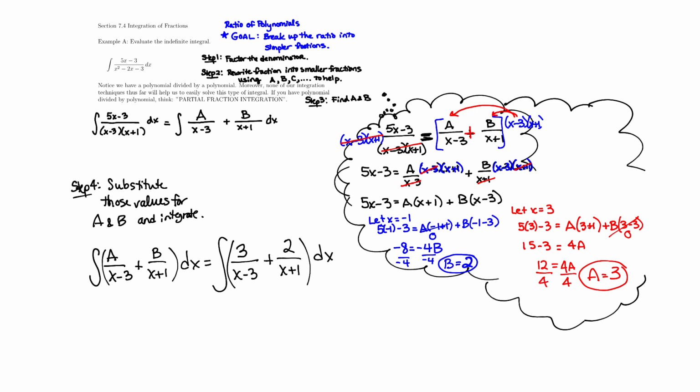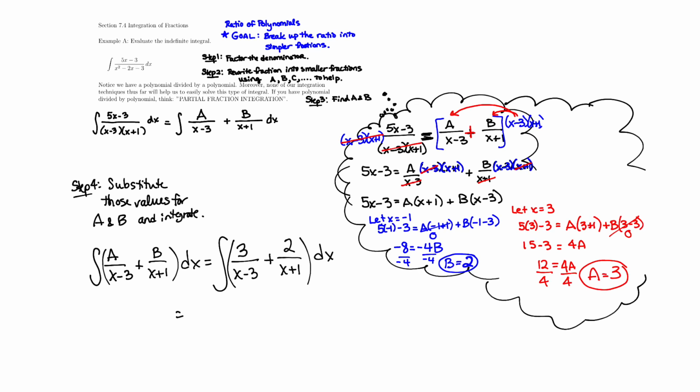So let me put this extra step in. A lot of students will skip this step, but let me put this extra step in. So I'm just going to separate, right? As long as they're added, I'm allowed to separate these 2 integrals. And while I'm doing that, I'm going to go ahead and put my 2 in front and my 3 in front, right? It should be x minus 3.